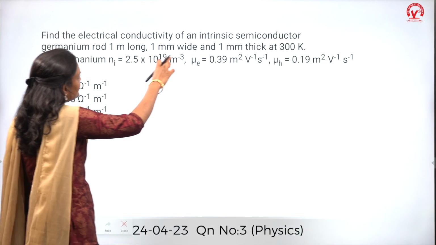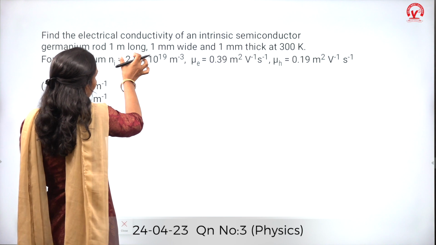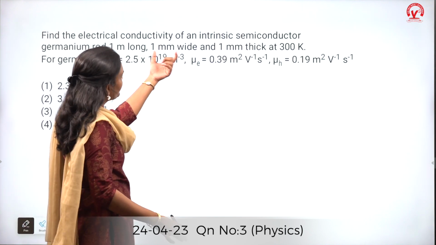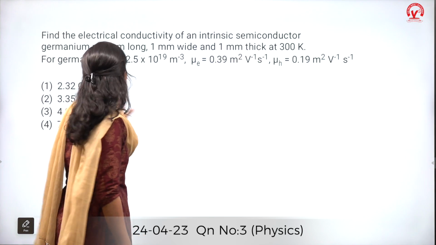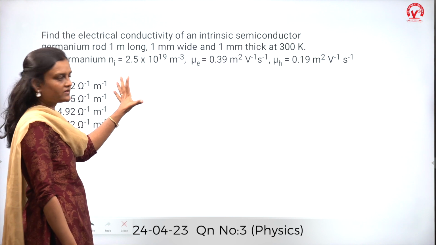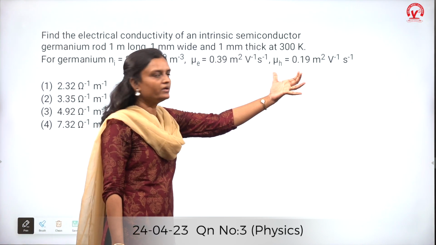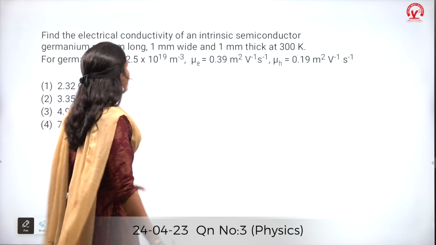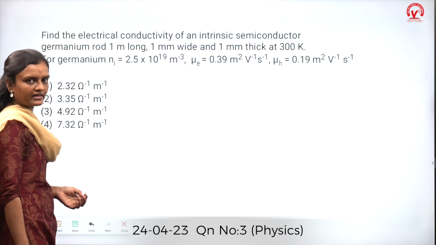Find the electrical conductivity of an intrinsic semiconductor, a germanium rod 1 meter long, 1 millimeter wide and 1 millimeter thickness at 300 Kelvin. They have given the value of Ni, the intrinsic carrier concentration, then the mobility of electron as well as the mobility of hole. Our aim is to calculate the electrical conductivity of the intrinsic semiconductor.